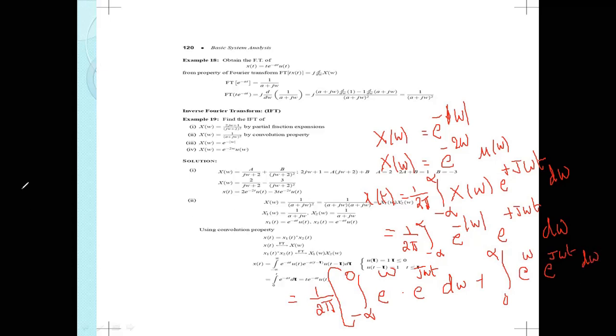Okay, my dear friends. Both the bases are the same here. So the given x of t is equal to 1 by 2 pi. The first integral is from minus infinity to 0, of e power, and we are applying the integral with respect to omega. So take omega as a common, e power omega into (1 plus j t), d omega.